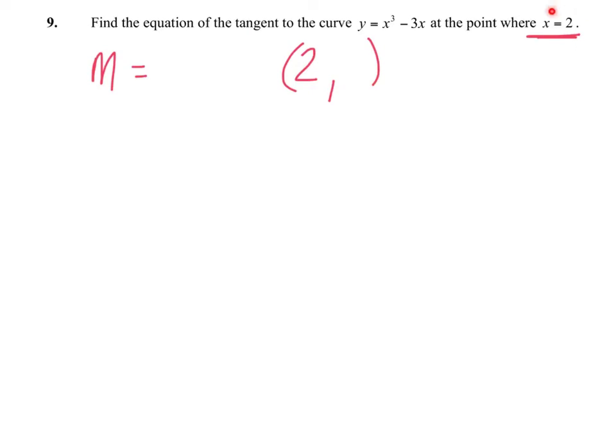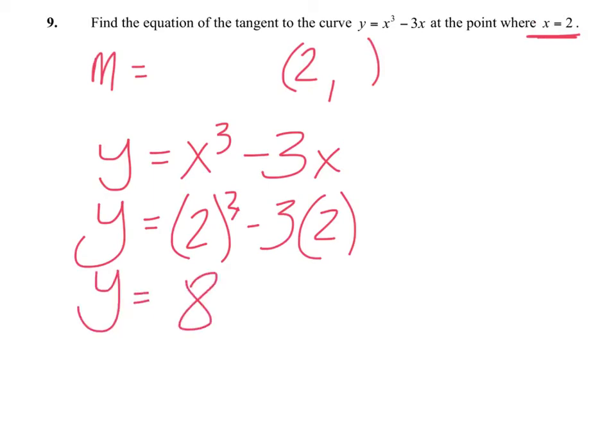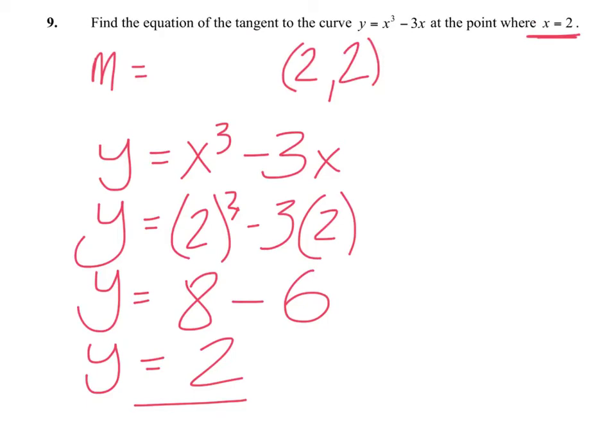And we get that by substituting x equals 2 back into our equation to find y. So we'll do that first. So writing down our equation, it's y equals x cubed minus 3x. We know x is 2, so that's y equals 2 cubed minus 3 times x, which is 2. y equals 2 cubed, which is 8, minus 3 times 2, which is 6, which means y equals 8 take away 6, which is 2. So that means when x equals 2, y equals 2.